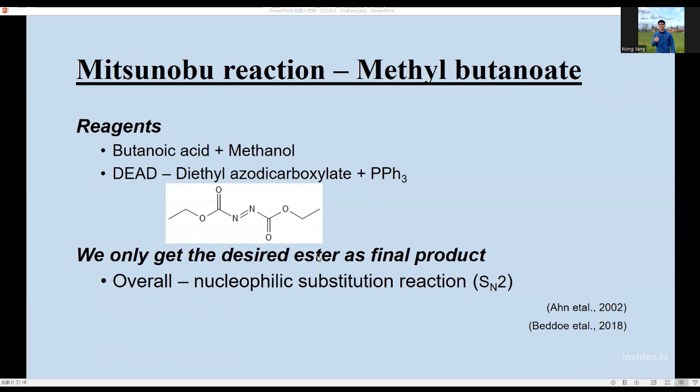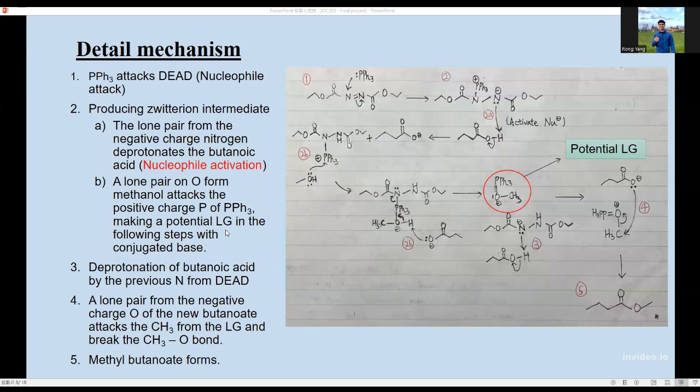Here is another alternative method for producing methyl butanoate, the Mitsunobu reaction. Reagents include butanoic acid, methanol, and DEAD, diethyl azodicarboxylate, with PPh3. At the end, we only get the desired ester as final product. Overall, it is an SN2 reaction. Let's have a look at the details here.